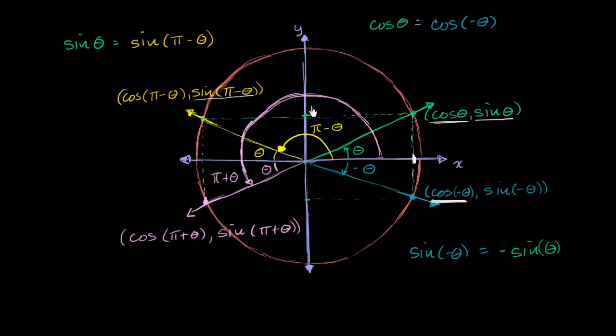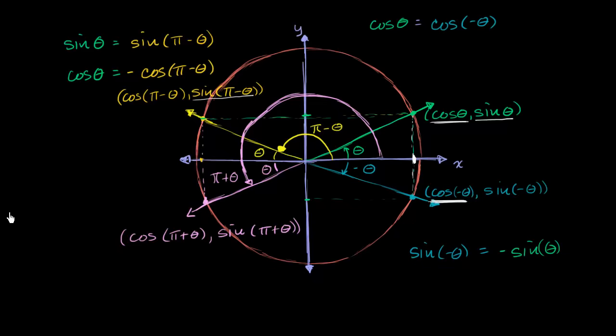Now let's think about how the cosines relate. Well, by the same argument, they're going to be the opposites of each other, where the x-coordinates are the same distance but on opposite sides of the origin. So we get cosine of theta is equal to the negative of the cosine of pi minus theta.